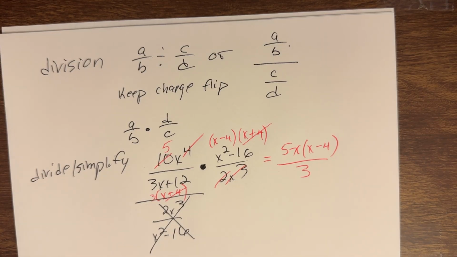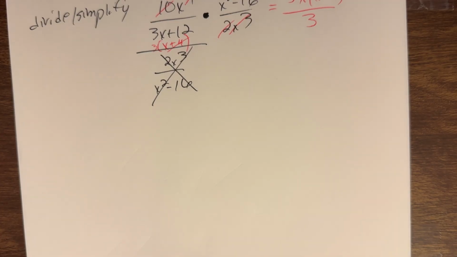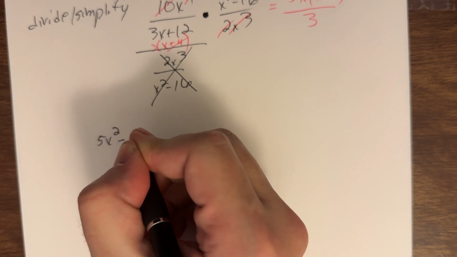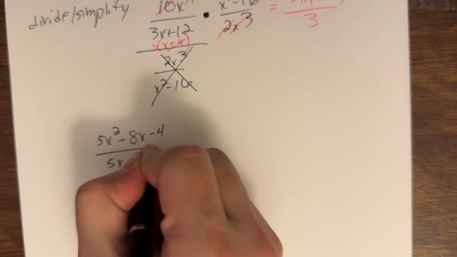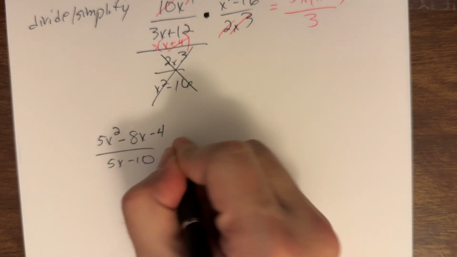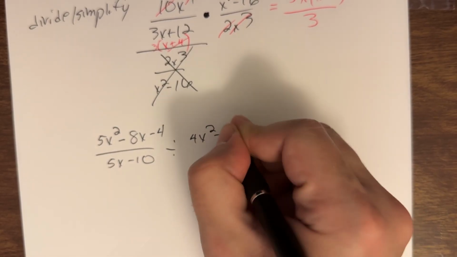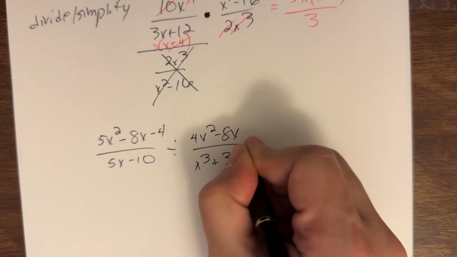And I'm just going to keep saying it. You can't control that there's more on top compared to the bottom or vice versa. It just simply is what it is. And let's do another division now. Number 2, let's do 5x squared minus 8x minus 4 over 5x minus 10, divided by 4x squared minus 8x all over x cubed plus 3x squared.